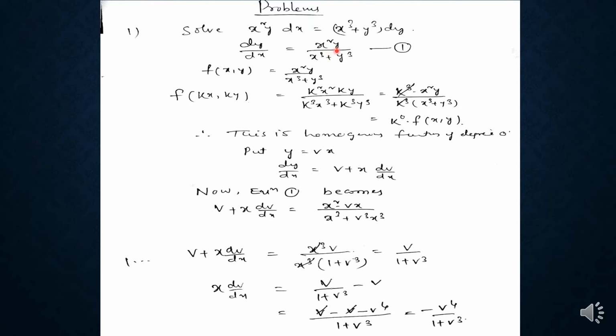x square into, y is equal to vx, x square into vx by x cube plus v cube x cube. So that is v plus x dv by dx is equal to x square into x, that is x cube into v by x cube into 1 plus v cube, that is equal to v by 1 plus v cube.